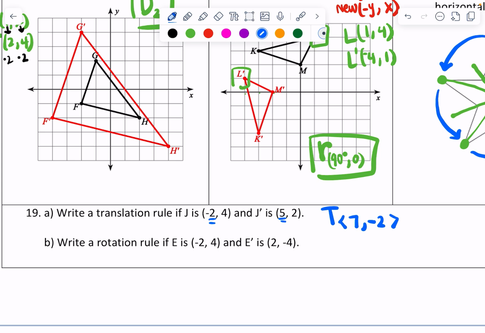Okay. And then letter B, it says write the rotation rule if the original E is negative 2, 4, and E prime is 2, negative 4. So our rotation. Okay, notice that X and Y stay in the same spot. So the only rule where X and Y stay in the same spot is going to be 180. And then remember the additional part to 180's rule is they change signs. So the opposite of a negative 2 is positive 2. Opposite of positive 4 is negative 4. So yes, we definitely rotated 180 degrees about the origin. And those are our 2 answers.